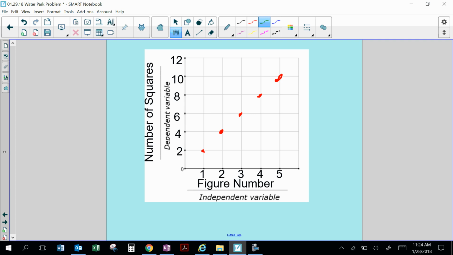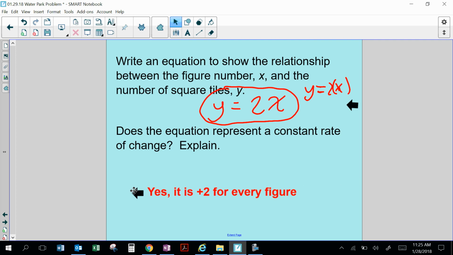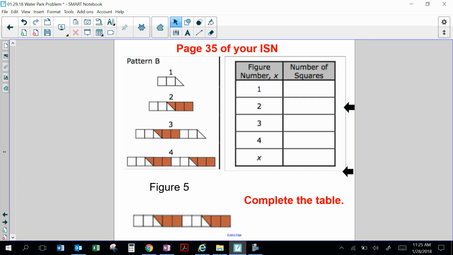You can see it from this graph. If you look at this graph, from figure number 1, there are 2 squares. Figure number 2, there are 4 squares. So it's changing by 2 for every 1 figure number. And let's see if I got it correct. Yep, it is plus 2 squares for every figure. Let's try the next one.